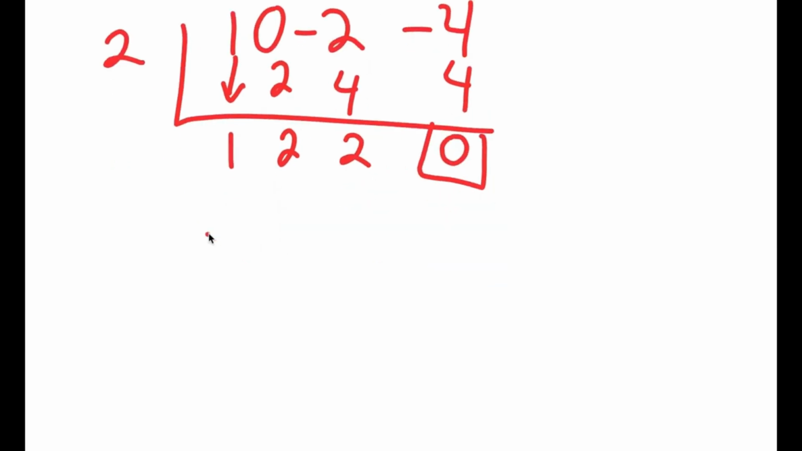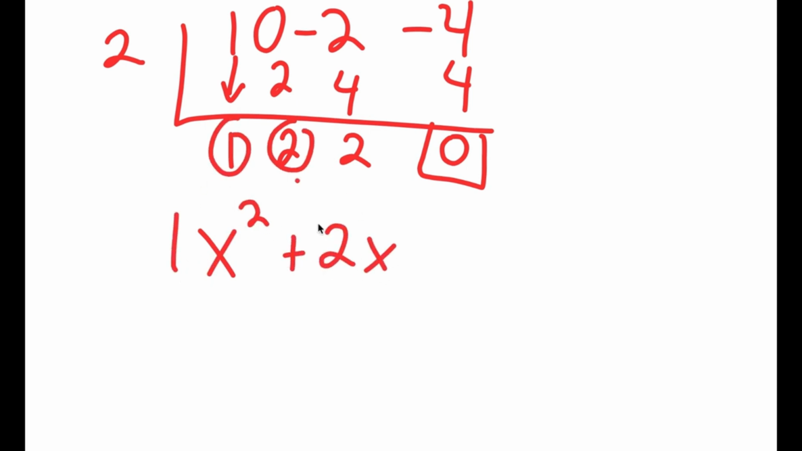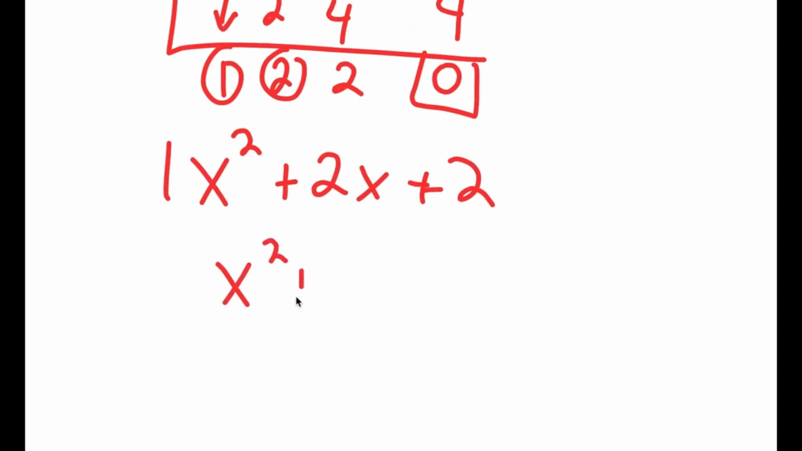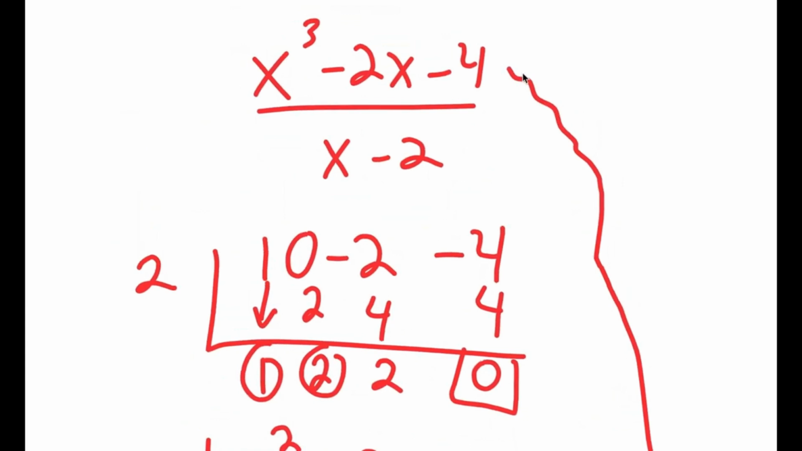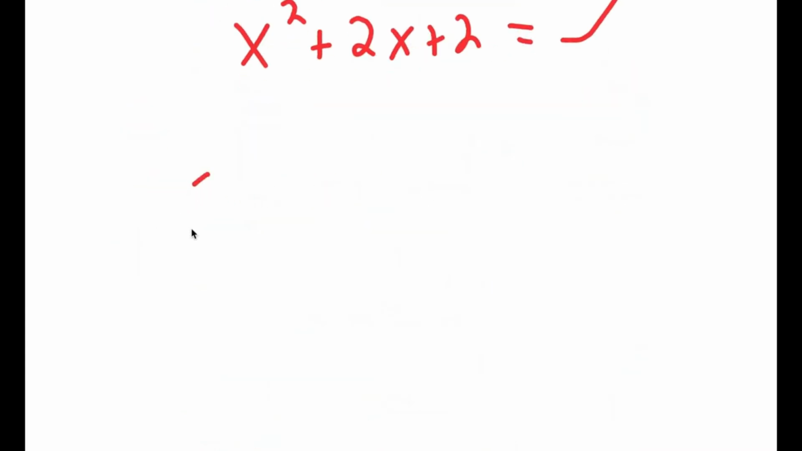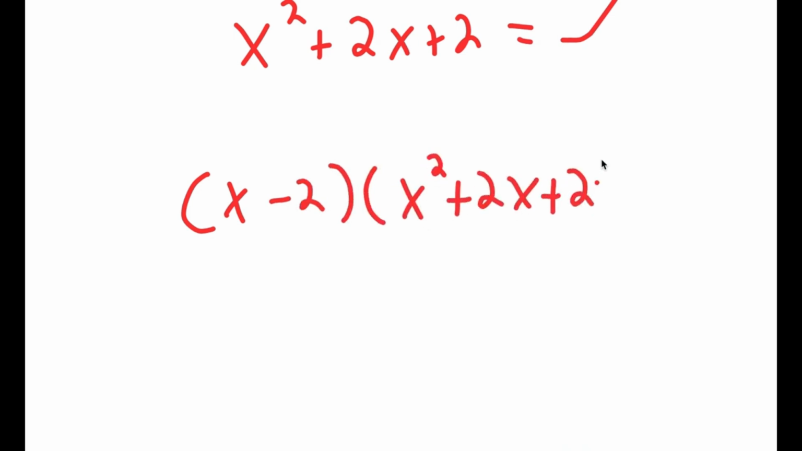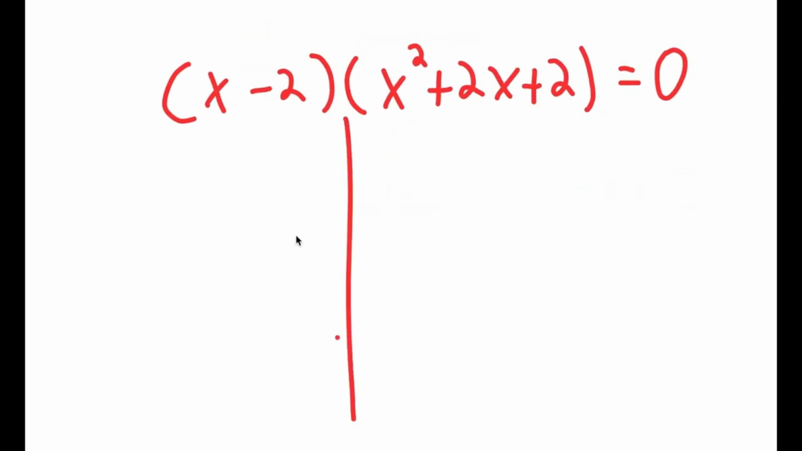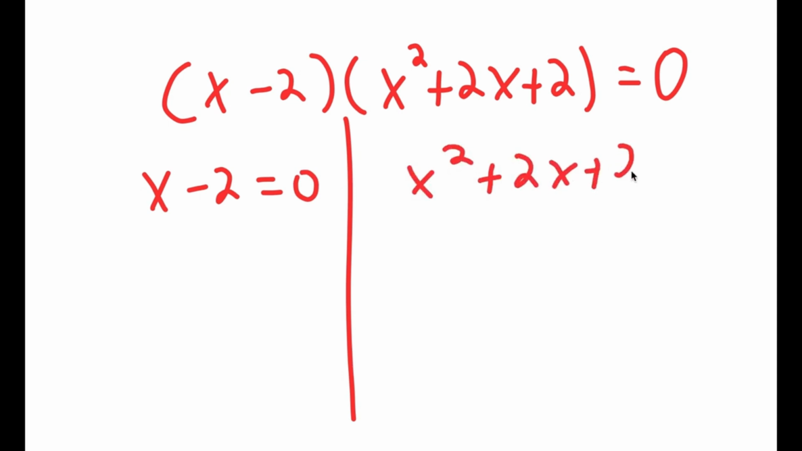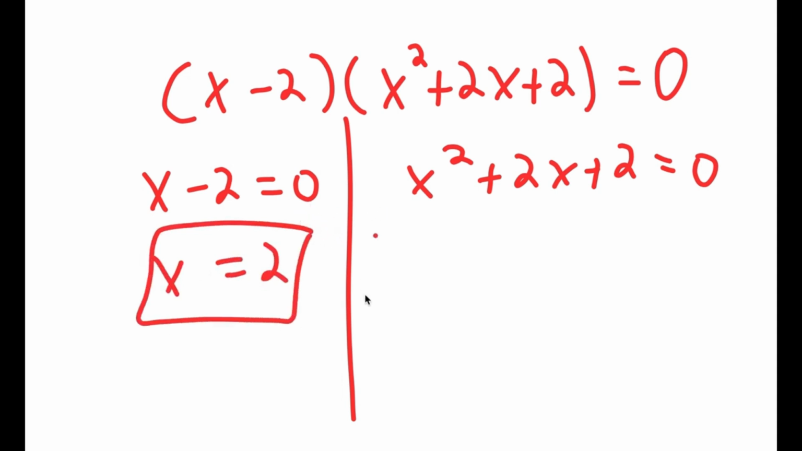So we have a remainder of 0, and we get x squared, coefficient 1, plus 2x, coefficient 2, plus 2 at the end. So I get x squared plus 2x plus 2 is equal to this. And this also means that x minus 2 times x squared plus 2x plus 2 is equal to 0. So for this equation, I get x minus 2 is equal to 0, and x squared plus 2x plus 2 is equal to 0. For x minus 2 equals 0, x is obviously equal to 2, and we already got this solution before, so this is no surprise.